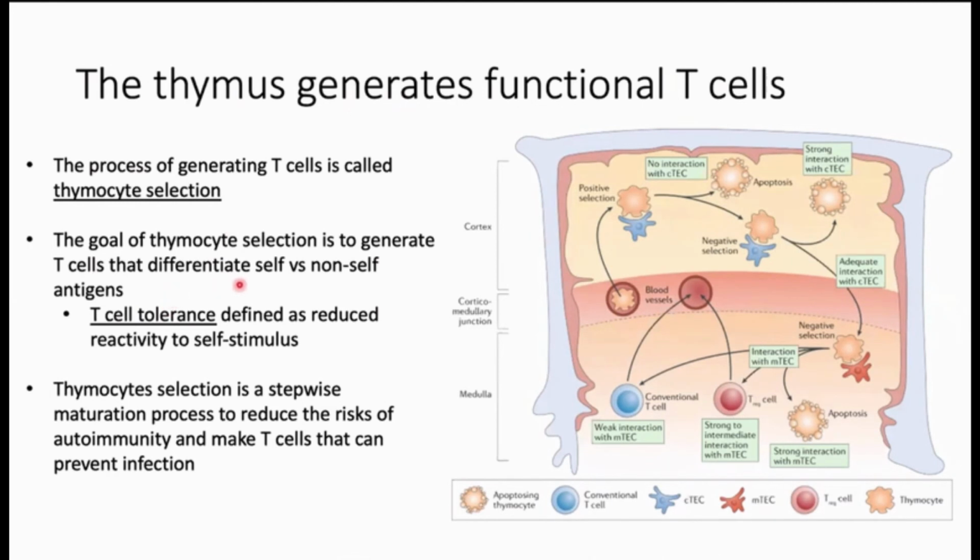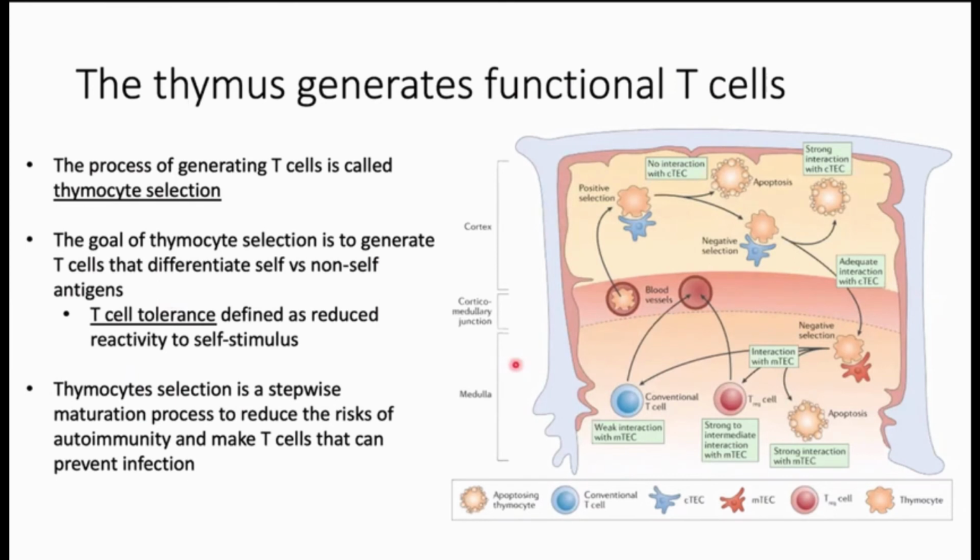And this differentiation is important because what you're trying to do is generate T cells that have reduced reactivity to self-stimuli, so as to prevent autoimmune disease, while still allowing for reaction against foreign antigens, such as those in viruses, bacteria, parasites, etc. And thymocyte selection is a stepwise maturation process to reduce the risks of autoimmunity and to make T cells that can prevent infection.